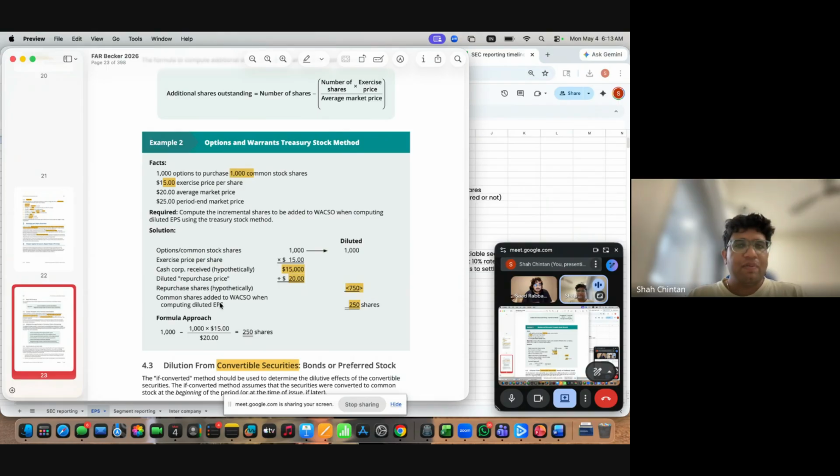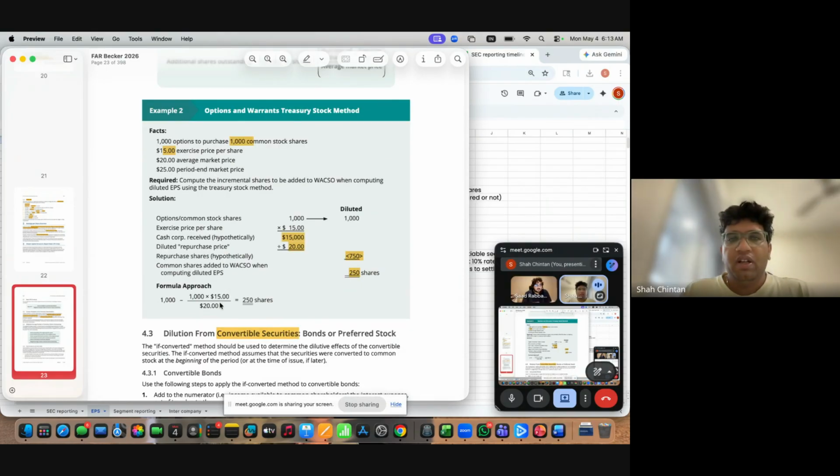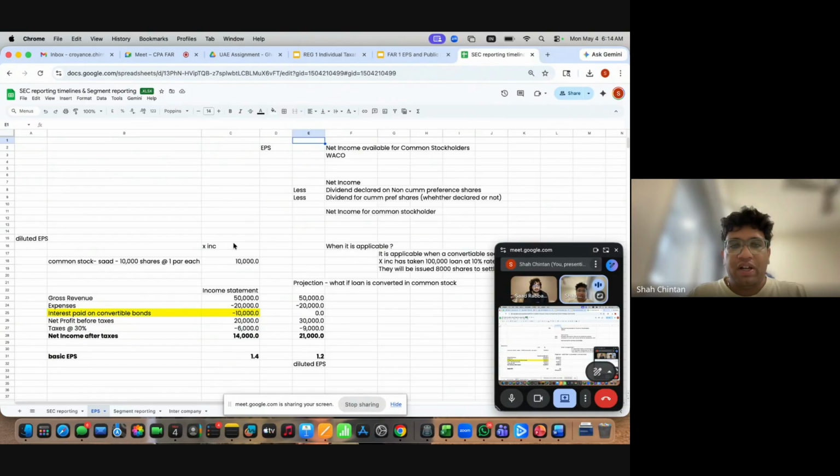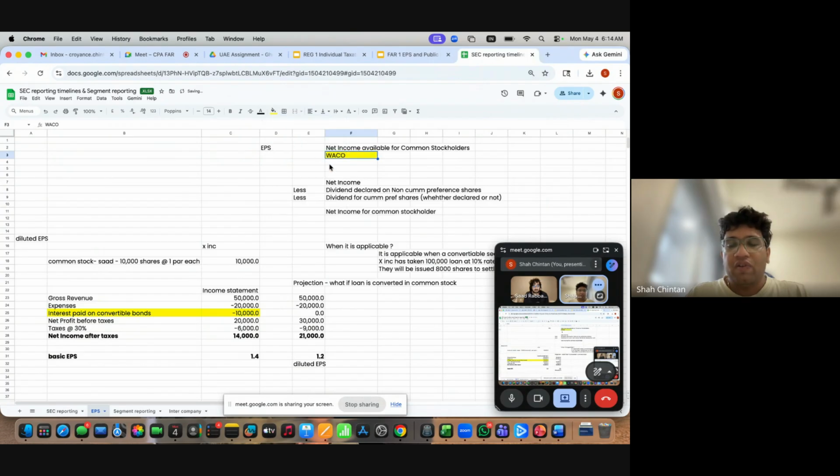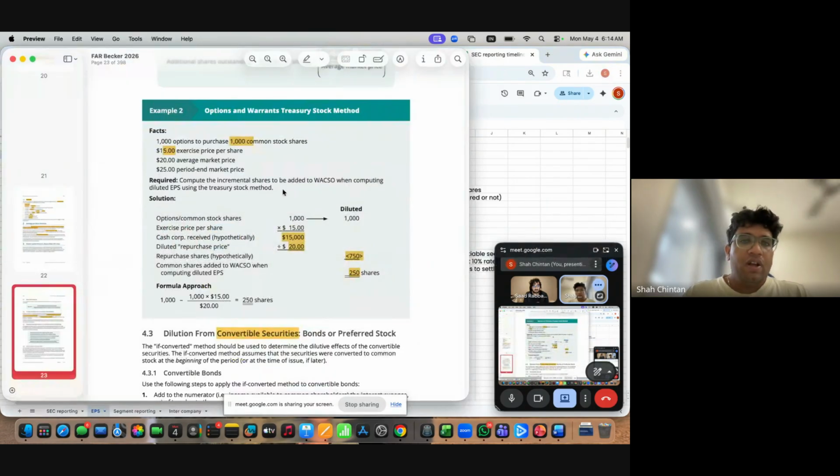So let's understand example number 2. This example is only asking to calculate how many number of shares you need to add into your denominator as a weighted average common number of shares. So in this question, they are just asking you to calculate your revised weighted average number of shares if the share warrants are converted into a common stock. So that is the only question, first of all.